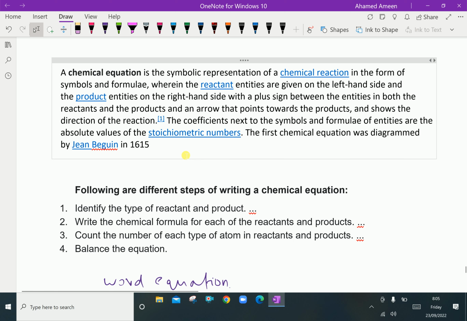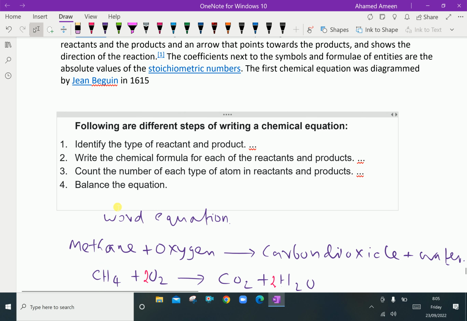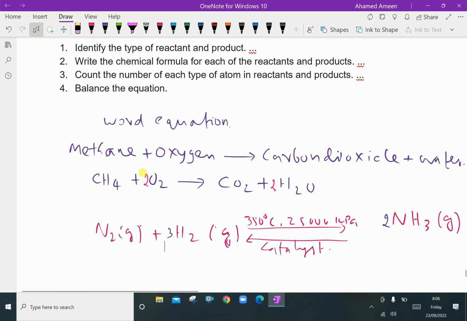So far we discussed what a chemical equation is, what reactants and products are, and the 4 steps to write chemical equations. That is, identify the type of reactants and products, write the chemical formula for each of the reactants and products on the left and right side, and count the number of each type of atom in reactants and products, that is, balance the equation. For example, we did methane plus oxygen gives carbon dioxide plus water. This is a word equation. Then we convert this word equation into formula form, and we balance it.